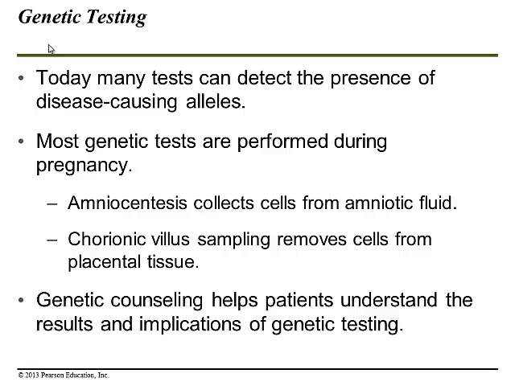Today, many tests can detect the presence of disease-causing alleles. We can map out genes because we've done something called gene mapping to figure out where these loci appear, on what pair of chromosomes they appear.